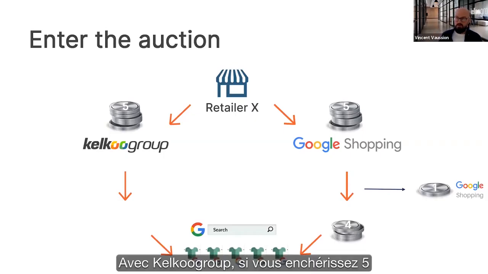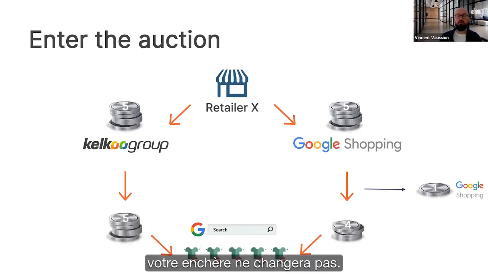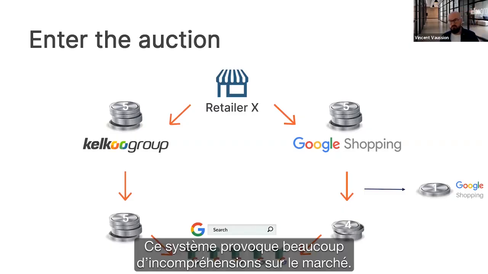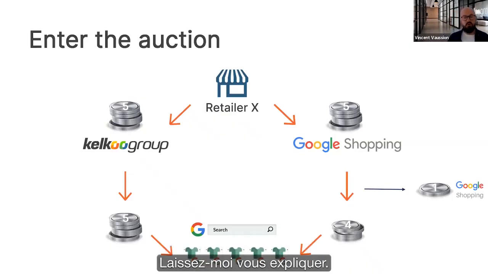When you bid the other way with Kelkoo Group, if you put 5, your bid remains untouched and will be 5. So now there is quite a lot of confusion about this whole system. We've heard a lot of confusion on the market. So let's state the facts for a bit.